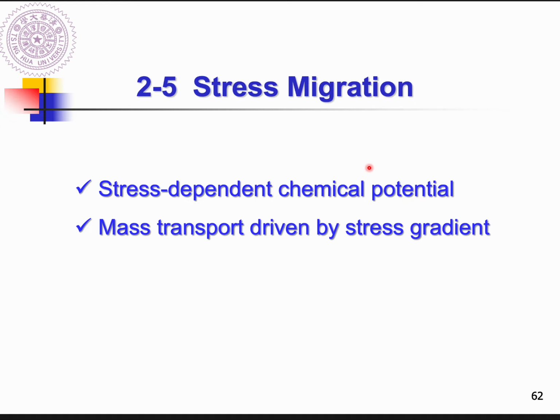Okay, so let's move to the fifth section, which is stress migration. This atomic migration is due to the stress gradient. Which means we have a chemical potential of the atom, and this chemical potential will be stress dependent. It means when the atoms are located in a stress field, we need to modify its chemical potential. So this kind of stress gradient will also induce mass transport.